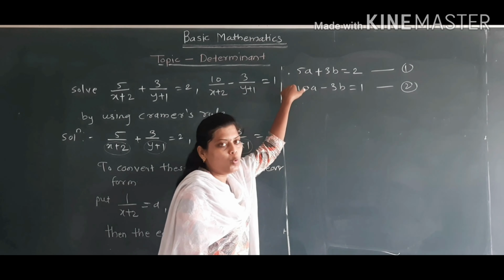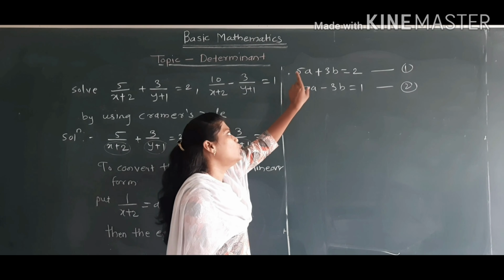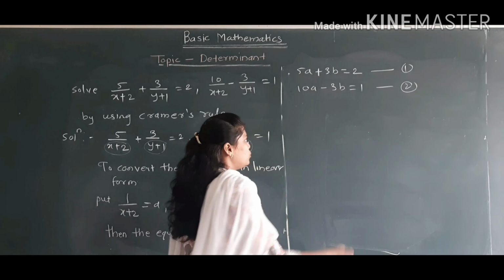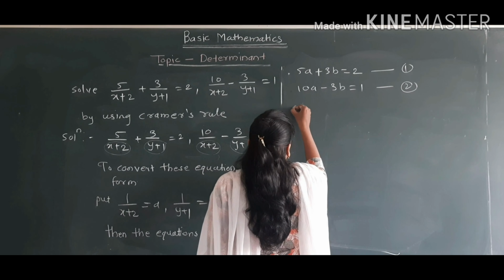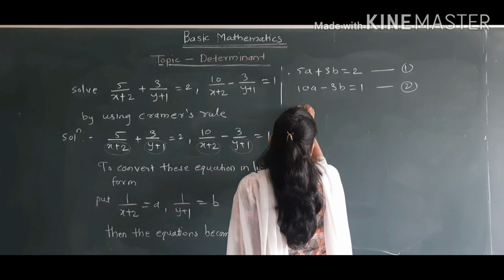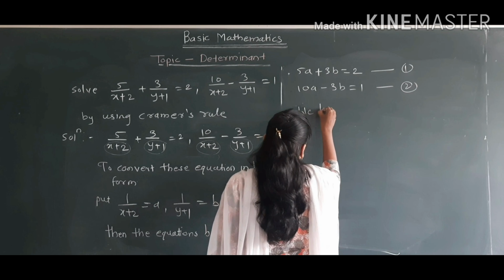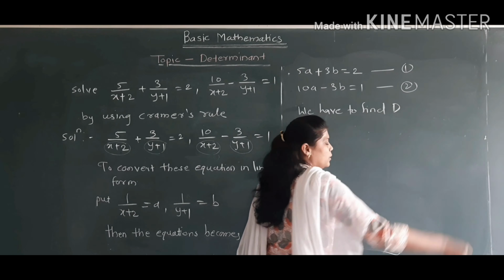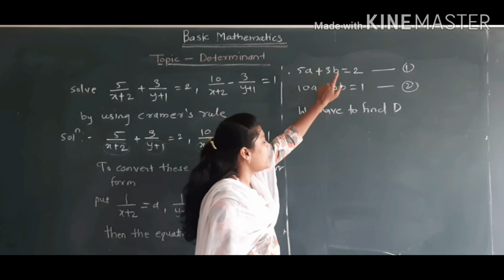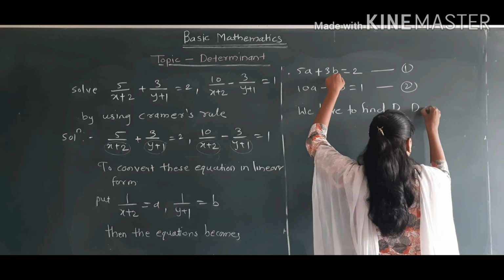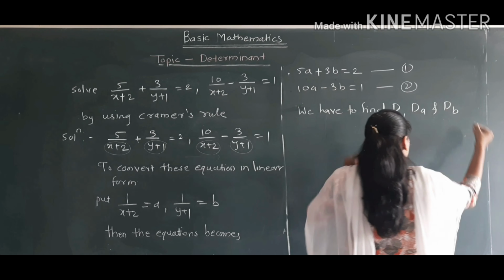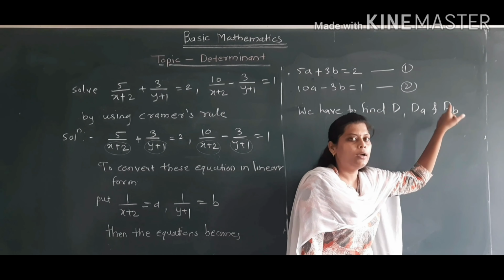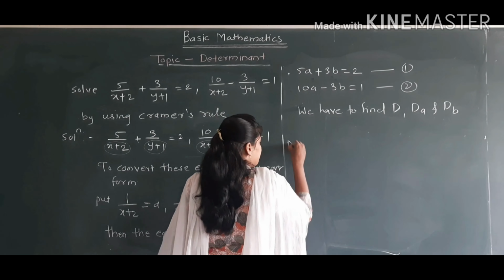Now we have two equations in two variables a and b. First solve these equations by Cramer's rule. We have to find D first. Since we have the two variables a and b, we also find dA and dB. First find D.